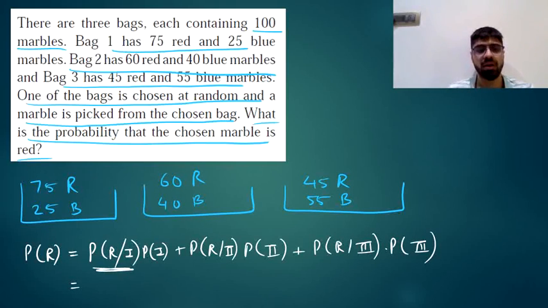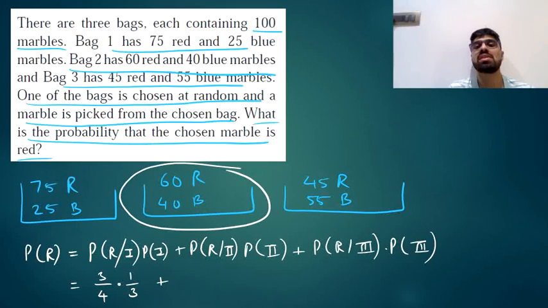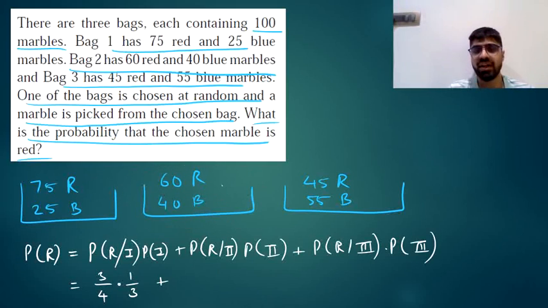P of R given 1. Given that you are selecting box 1, P of R is 75 upon 100, which is 3 by 4. And probability of box 1 to be selected is 1 by 3. If there are 3 boxes, the probability of any one box to be selected is 1 by 3. P of R given 2. Given that you are selecting the second box, probability of getting a red ball will be 60 by 100. So that's 6 by 10, or 3 by 5, into P of 2 being 1 by 3.